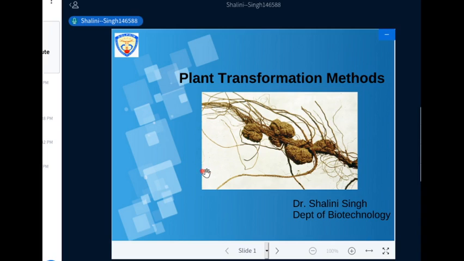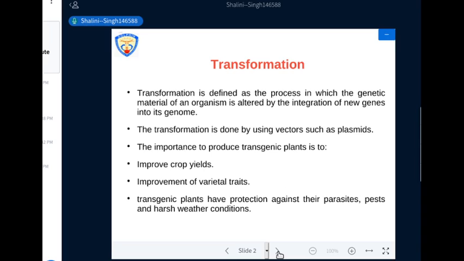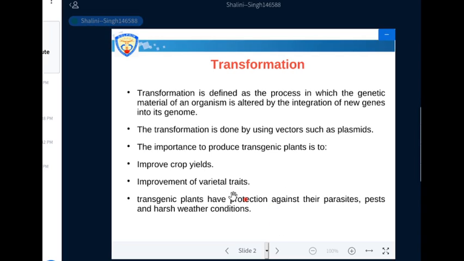Welcome to the class. Today we are going to start plant transformation methods, mainly the Agrobacterium-mediated transformation. Transformation is defined as a process in which the genetic material of an organism is altered by the integration of new genes into its genome. Transformation is done by using vectors. There are several vectors which are used, like plasmids, cosmids, etc.